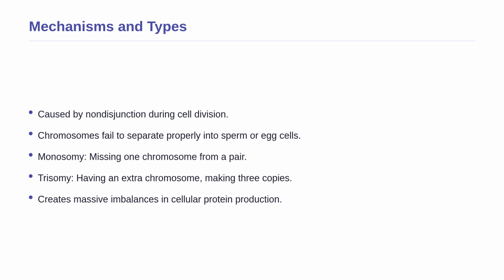If an organism is missing one chromosome from a pair, it is called monosomy. If an organism has an extra chromosome, making 3 copies instead of the usual 2, it is called trisomy. Because chromosomes contain hundreds or thousands of genes, having an extra or missing chromosome creates a massive imbalance in the proteins the cell produces, which is why this condition is so impactful.